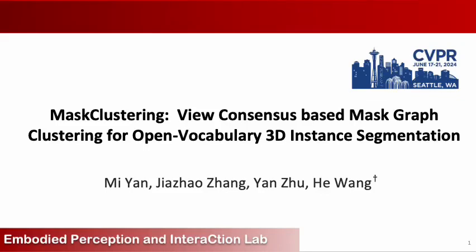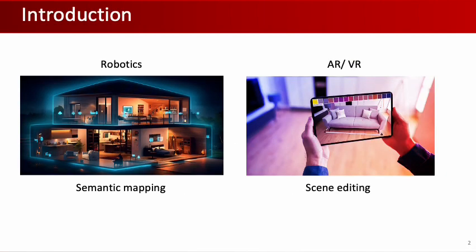In this video, we introduce our CVPR24 work, MaskClustering, view consensus-based mask graph clustering for open vocabulary 3D instance segmentation. 3D instance segmentation is an essential task for robotics and AR, VR applications.